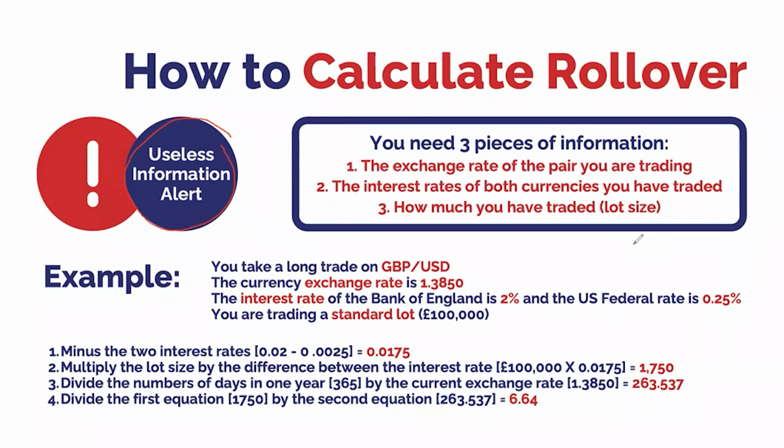But for all of my maths, my numbers nerds out there, or if you just like to know the nuts and bolts of things, then we'll dive into how you calculate that. There are 3 pieces of information that you will need. The first is the exchange rate of the pair that you are trading. You also need to know the interest rates of the currency pair that you are trading. And you'll need the amount that you're trading, so your lot size. We covered lots in module 1, so you should understand what that is.